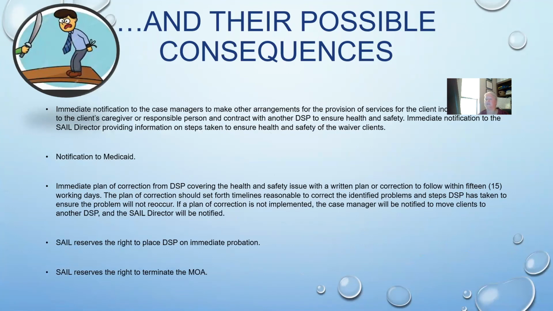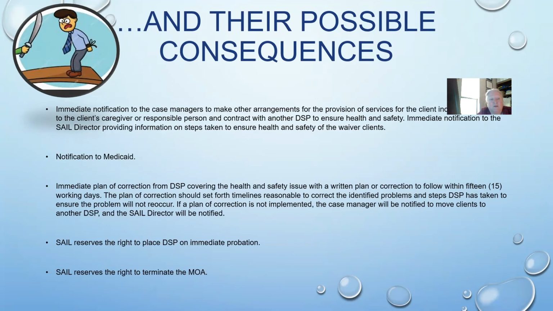The possible consequences of this: immediate notification to the case managers to make other arrangements for the provision of services for the client, including notification to the client's caregiver or responsible person and contracting with another DSP to ensure health and safety. Immediate notification to the cell director providing information on steps taken to ensure health and safety of waiver clients. Notification to Medicaid. Immediate plan of correction from DSP covering the health and safety issue, with a written plan of correction to follow within 15 working days.